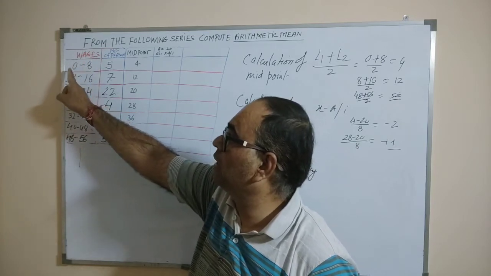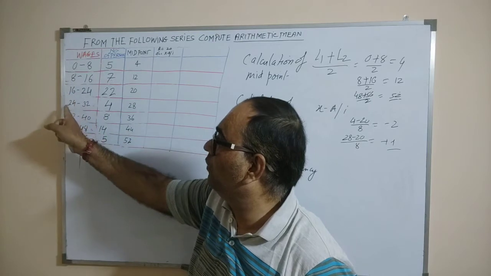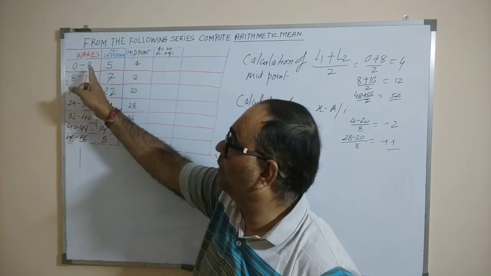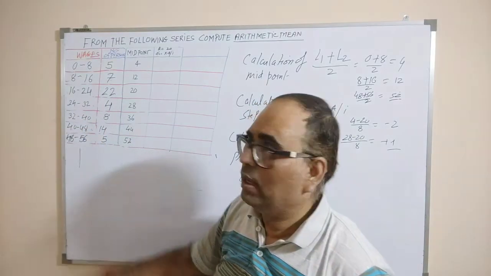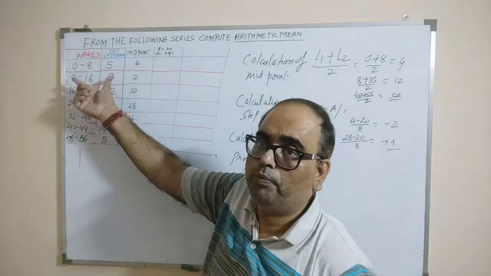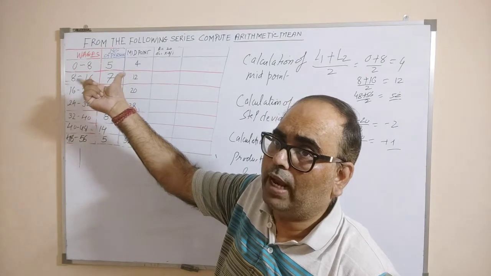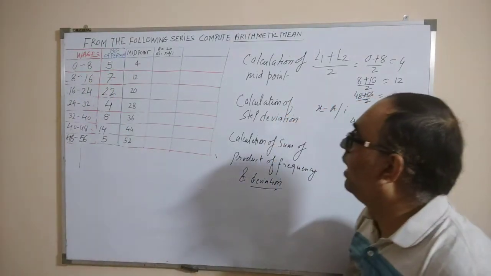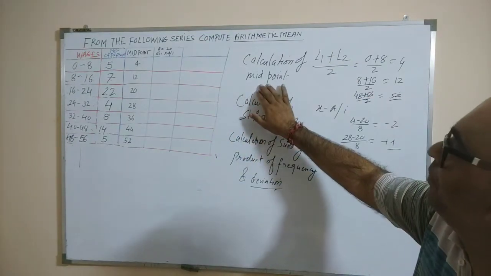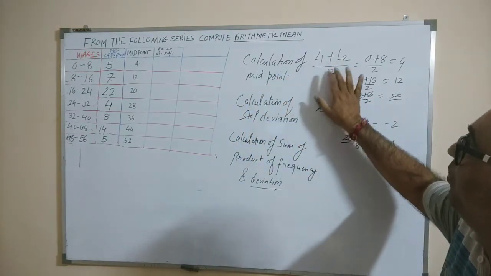Lower limits in this question are 0, 8, 16, 24, 32, 40, 48. Then upper limits are 8, 16, 24, 32, 40, 48, 56. We sum both the limits L1 and L2 and divide by 2 to calculate the midpoint. I have done some samples here: L1 plus L2 upon 2.